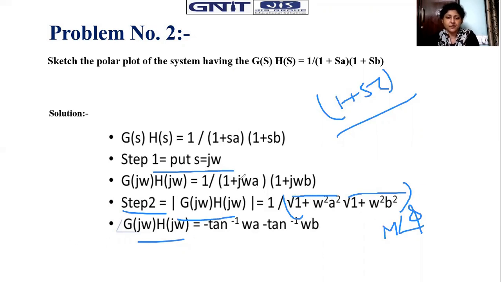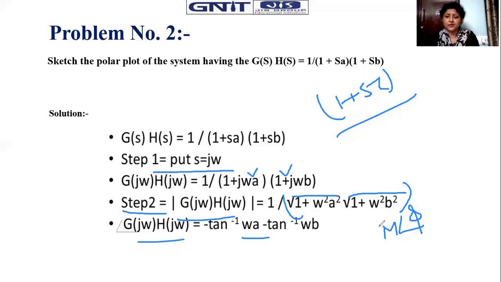Now what is the phase? For the first pole factor, that factorization will be there. It will be easier, not a compact form, for the denominator or numerator. It will be the pole factors and zero factors. That will be easier for getting the magnitude as well as phase. Now for the first pole factor, you are getting minus tan inverse of omega A as usual, and for the second, minus tan inverse of omega B, because both are in the denominator. So the angle of G(j omega)H(j omega) as a whole is minus tan inverse omega A minus tan inverse omega B.